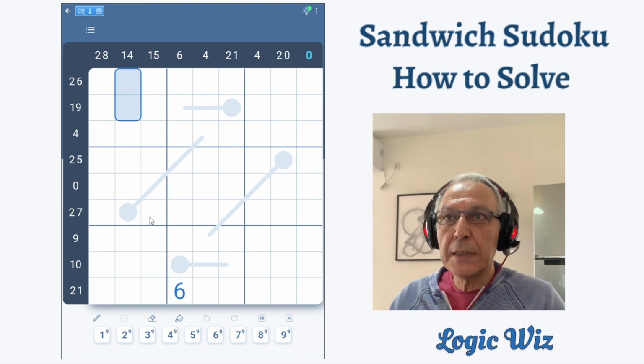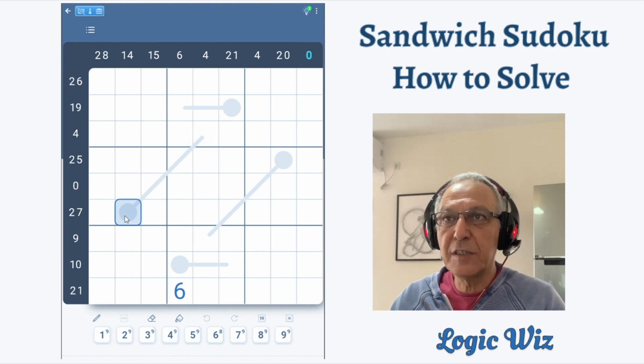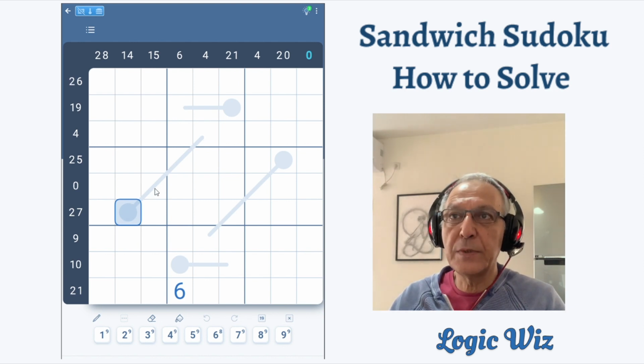The Thermo variant: the Thermo lines are the lines with the bulb at the beginning. The digits along a Thermo line have to be in ascending order, meaning the smallest digit is on the circle or the bulb, and from there to the end of the line, digits have to be in ascending order. Meaning if we have here 2, this one has to be 3 or greater, and so on till the end.